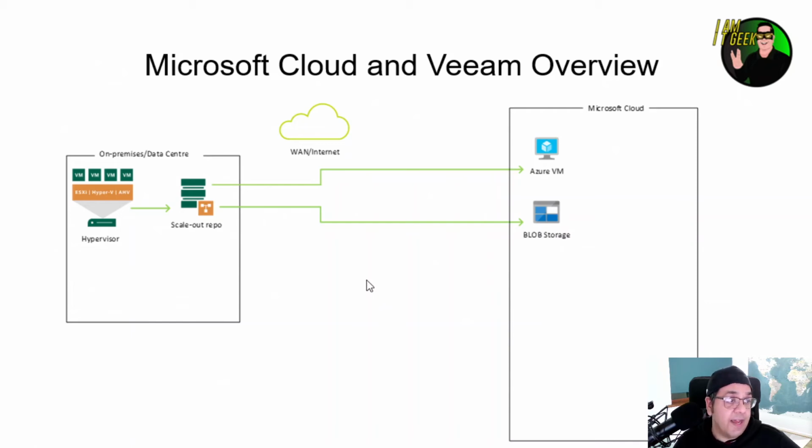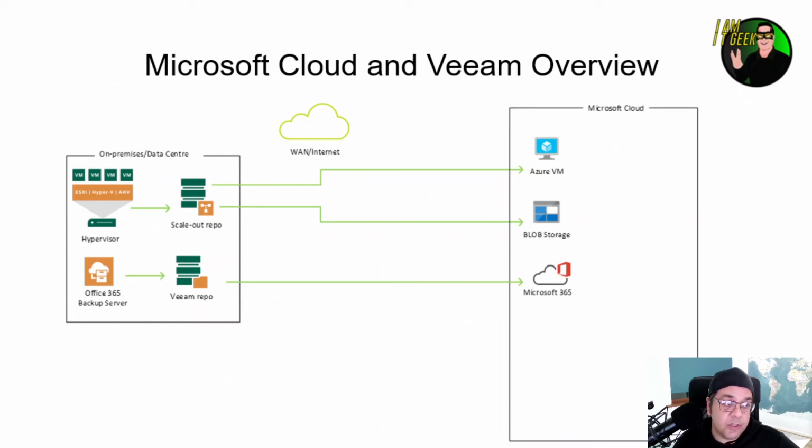So what we have on premises or at your data center is a Windows server with Veeam Backup for Office 365 installed on it. This has its own Veeam backup repository, and this extends out to back up Microsoft 365. And again, that's going to be the next episode, in which I show how to configure all this in more detail.